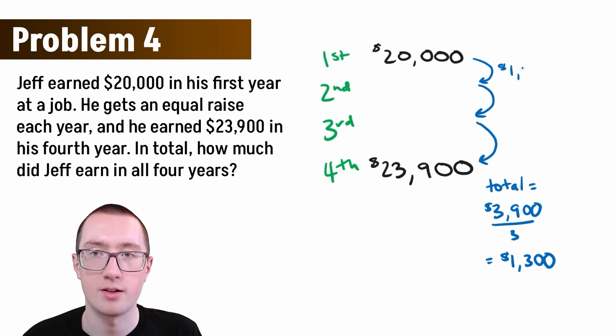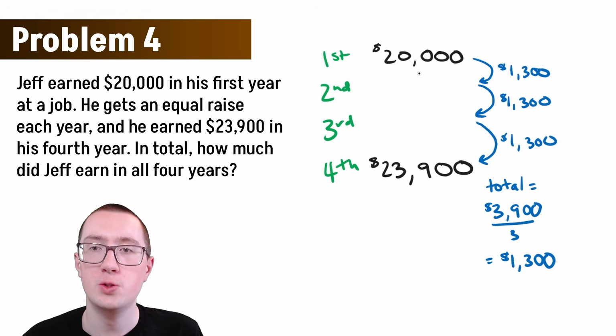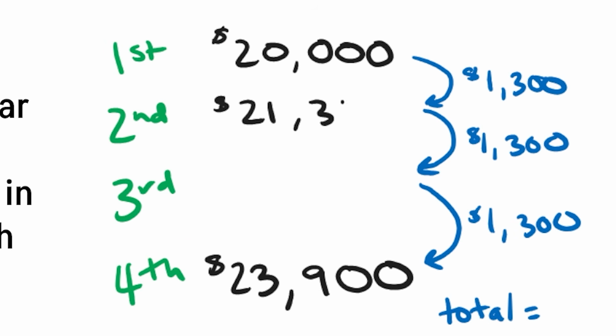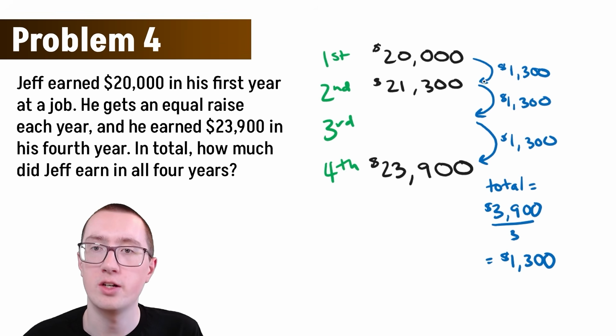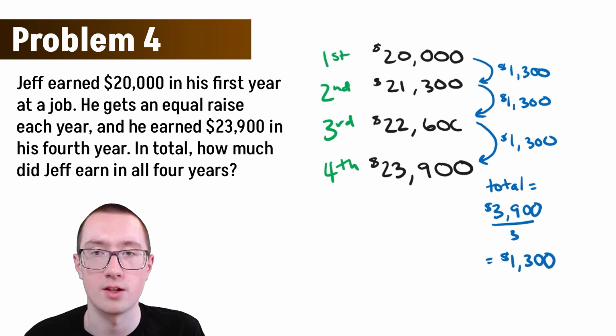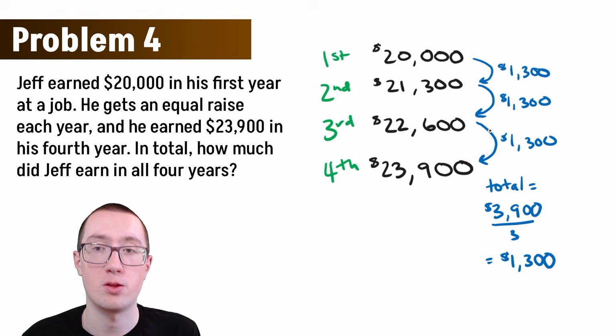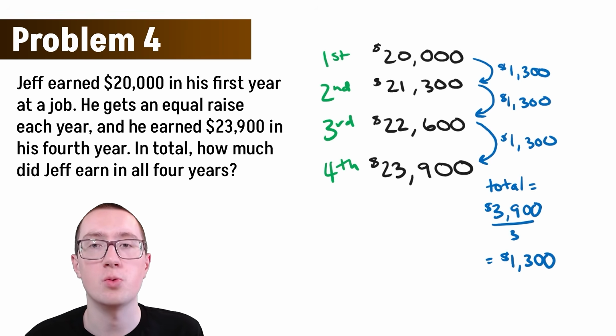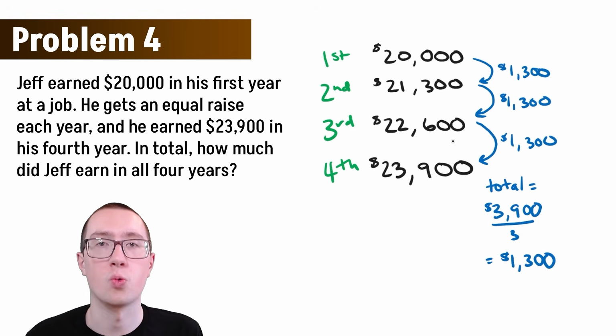So let's go ahead and see what the second and third year totals would be in that case. Well, after the first year, if he got a $1,300 raise, he would now have $21,300. And on the third year, if he gets another $1,300 raise, he would now be paid $22,600. And just to make sure, as a sanity check, we can check from the third to the 4th year. And indeed, if we add $1,300 again, we get $23,900. So this is how much he would have had to be paid getting an equal raise each year.